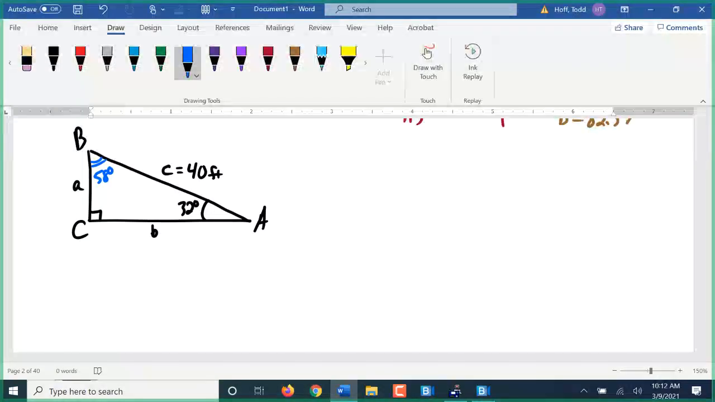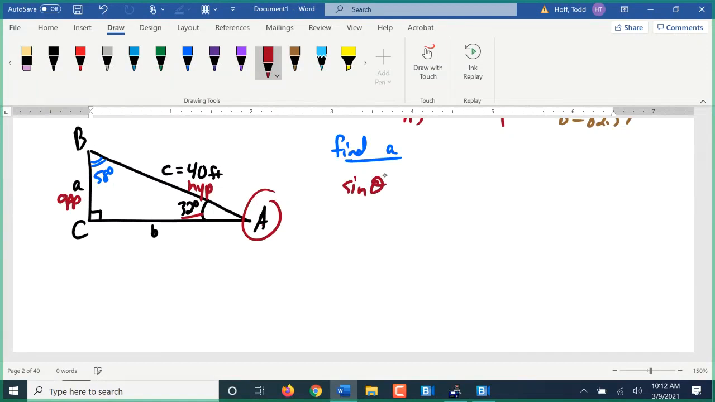But now to find side A, I'm going to use the angle I'm given, angle A. According to angle A, side A would be the opposite side. So I need a trig function with the opposite side in it. I look at what I'm given: the 40, which is the hypotenuse. Opposite and hypotenuse are sine. The sine of an angle equals the opposite side divided by the hypotenuse. So my angle is 32 degrees. The opposite side is A, that's what I'm looking for, and my hypotenuse is the 40 feet.